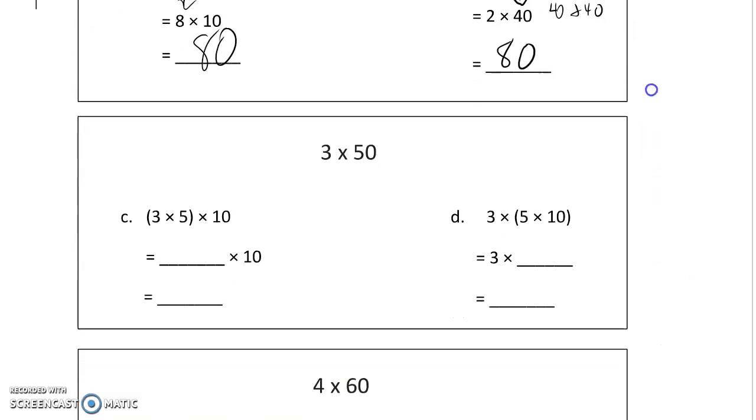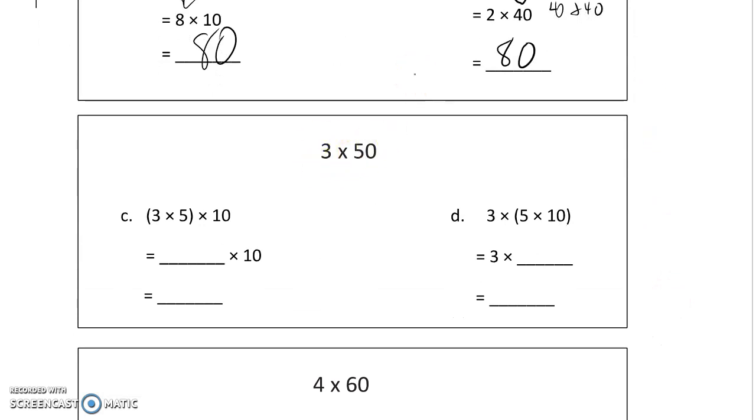So let's try the next one. 3 times 50. So what we're really doing is we're saying let's break down 50 into 5 groups of 10. Right? So here you have 3 times the 5 times 10. That's this. But they've moved the parentheses around the 3 times 5. So what is 3 times 5? 15, right? Okay, so 15 groups of 10. When you're solving that, what you're really doing is you're saying, well, what's 15 times 1? 15, right? And then just bring that 0 down to the end to get 150.